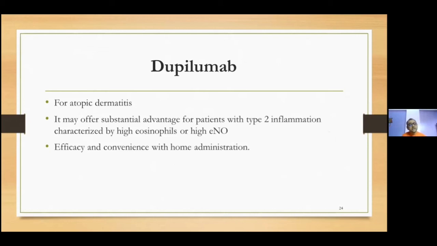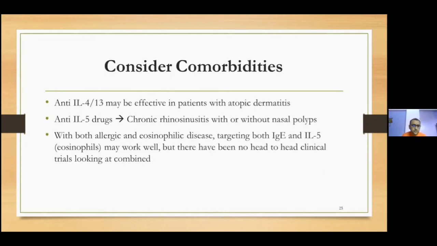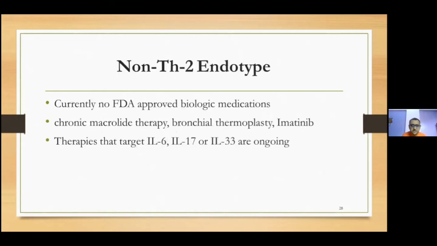So we can consider dupilumab when there is a coexistence of atopic dermatitis, and it has a very good role in patients who have high type 2 inflammation characterized by higher sputum eosinophilia or higher FeNO. And we have to consider other comorbidities like chronic rhinosinusitis, and for that the anti-IL-5 drugs are very commonly used. So we can use anti-IL-5 drugs in that particular subset.